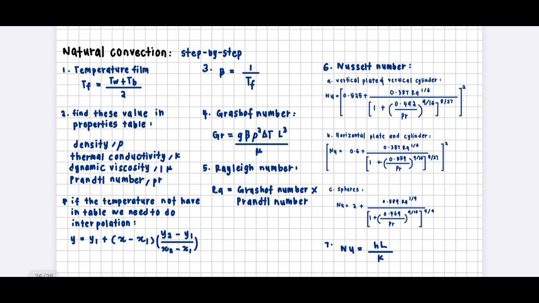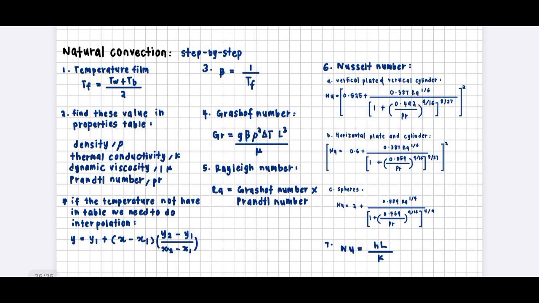If the temperature is not listed in the table, you need to do interpolation by using the formula y equals y1 plus (x minus x1) times (y2 minus y1) divided by (x2 minus x1). After that, you need to calculate the thermal expansion coefficient, or we call it beta, which is 1 divided by Tf.